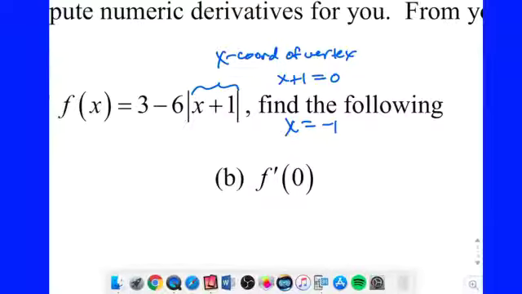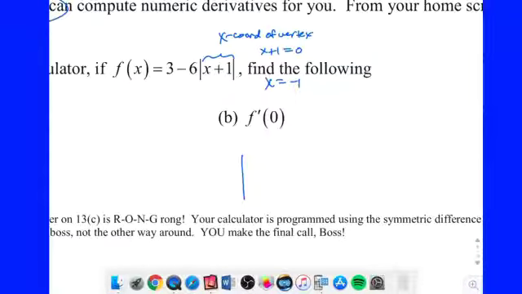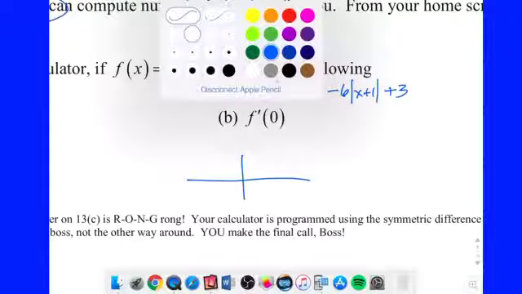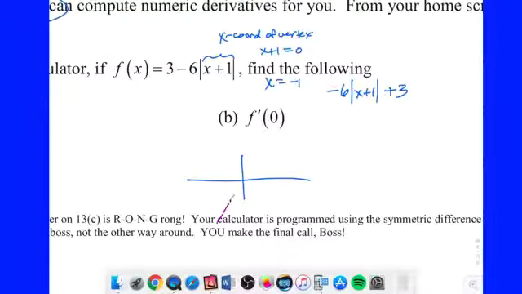And notice it's a transformation of the absolute value function. So what should the value of the derivative be at -1? Well, let's go ahead and sketch it. This is the same as -6 times the absolute value of x plus 1, plus 3. The negative reflects it across the x-axis. The 6 makes it steeper. And then we're moving it left 1 and up 3. So here's what it looks like.